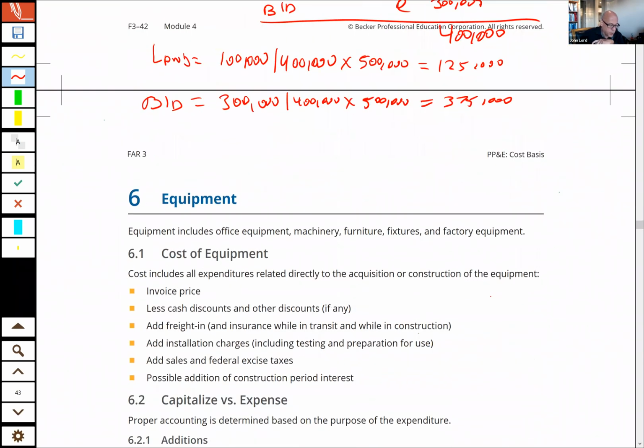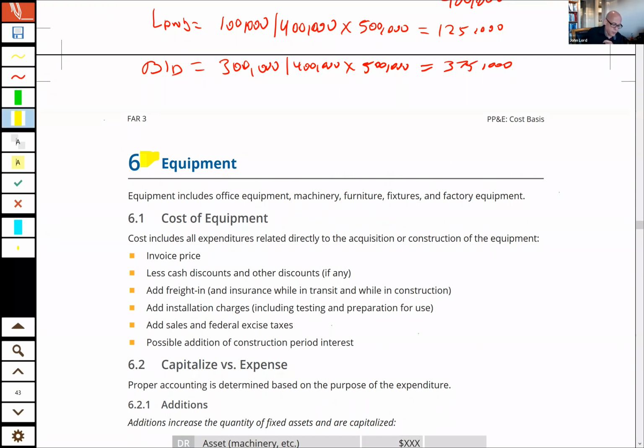Okay, now equipment is similar to inventory. Remember we said with inventory, any cost that you have to pay to get the inventory to your business so you can sell it is part of the cost of the inventory. So what? Transportation cost in is part of the inventory cost. Equipment, same kind of thing. Okay, so your invoice price, cash discounts, freight in, installation charges. You have to install it somehow. That's part of that equipment.